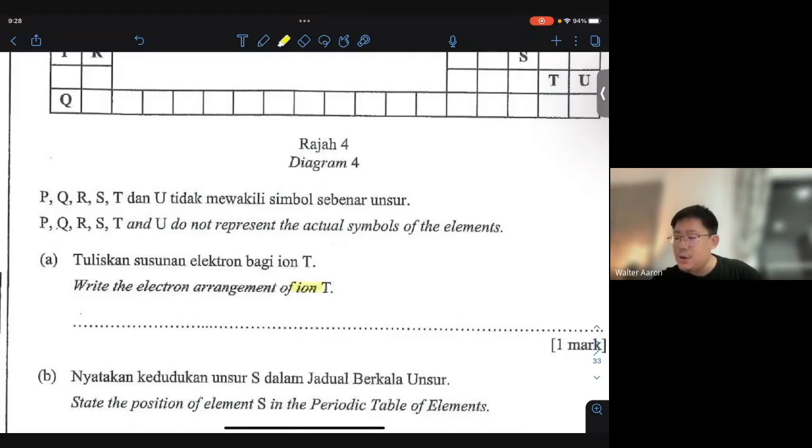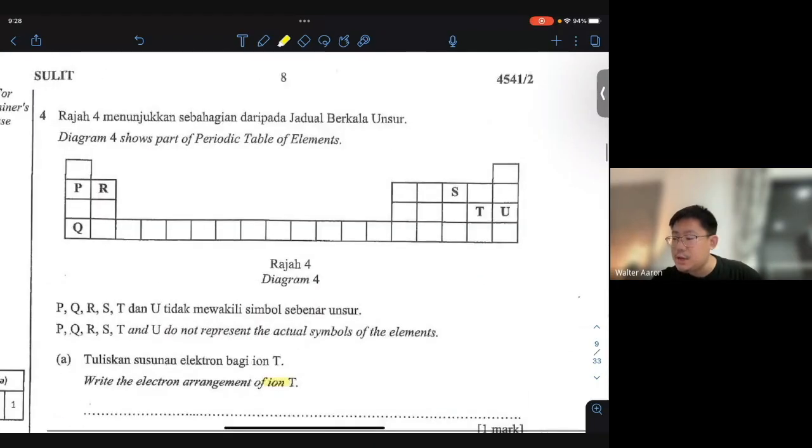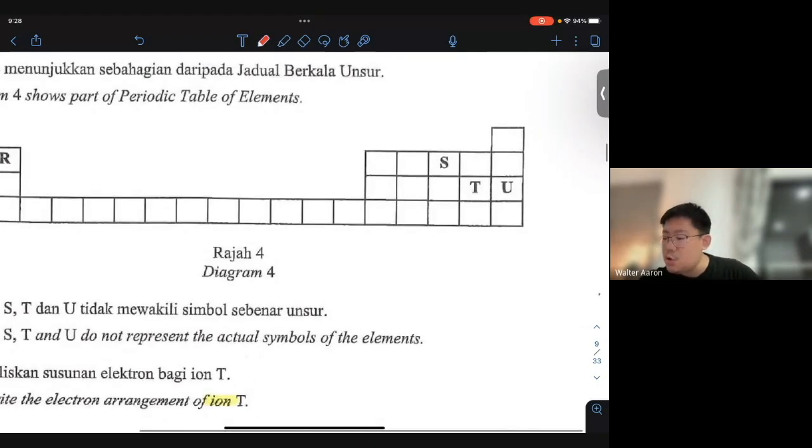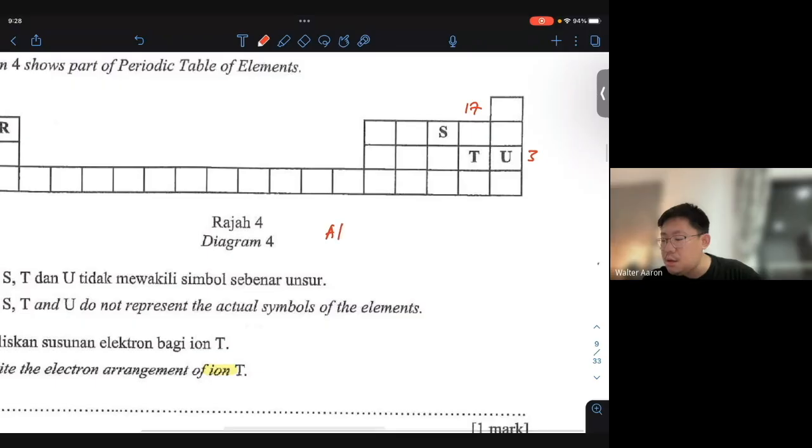They don't want atom, they want ion T. So let's look at T first. T is a group 17 element and is located in period 3. Right? So if you ask me what's the electron arrangement of atom T, it will be 287. 3 shells in total, right? Group 17, so 7 valence electrons.